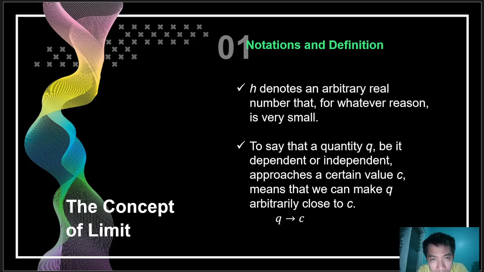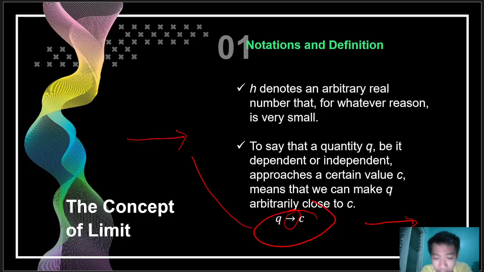small, very infinitesimal value. To say that a quantity q, be it independent or dependent, approaches a certain value c means that we can make q arbitrarily close to c, such that q is approaching c. So this is the notation that we are always using. q approaches c. So this arrow notation means approaching, that is approaching c.